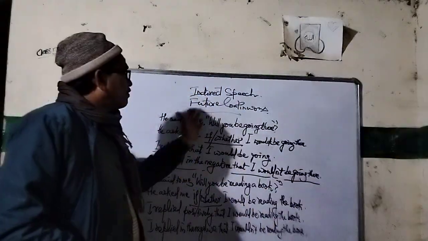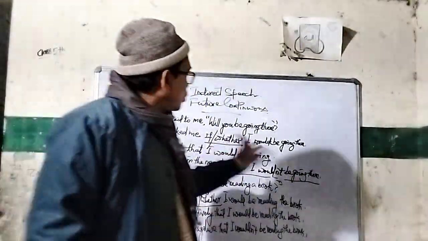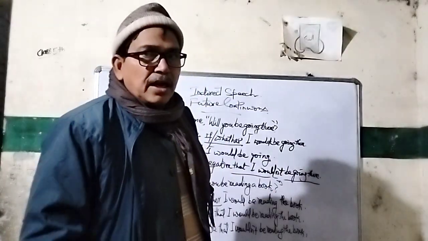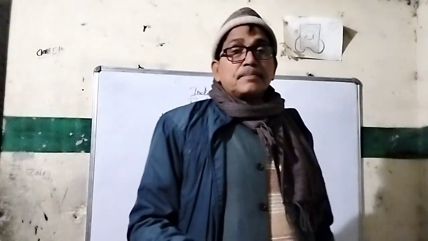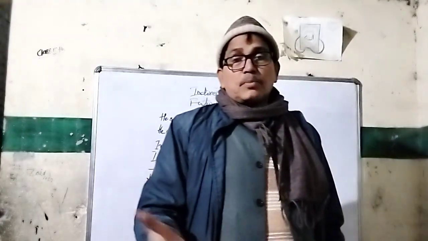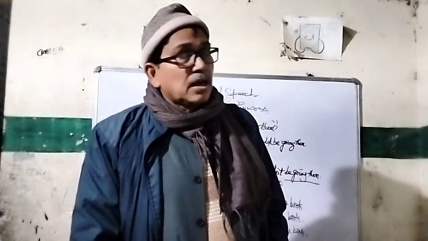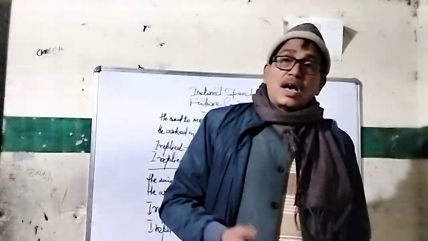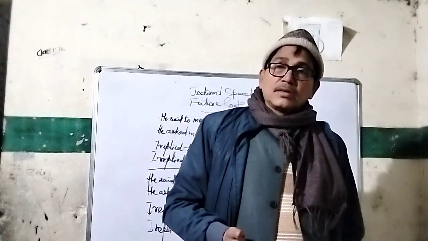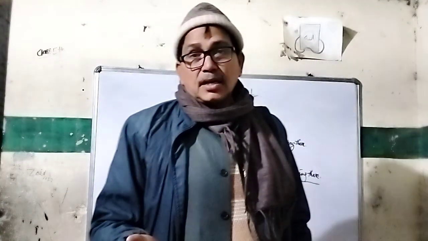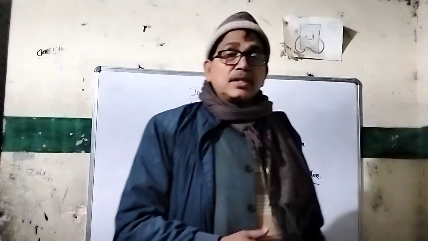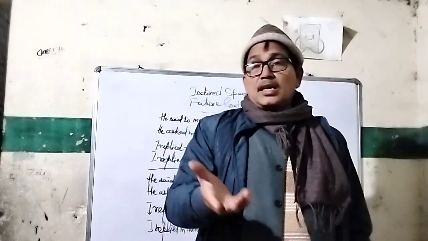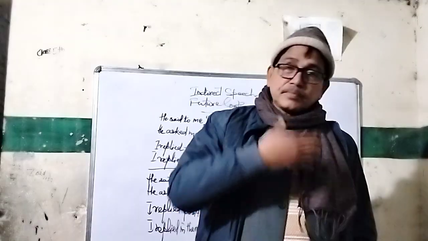Here you see future continuous tense. He said to me, "Will you be going there?" This is future continuous. He asked me if or whether, both can be said. He asked me if I would be going there. He asked me whether I would be going there. The answer will be, I replied that I would be going there. I replied in the affirmative that I would be going there. I replied in the negative that I would not be going there.